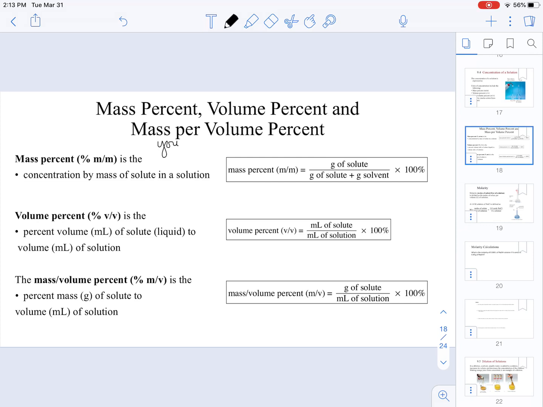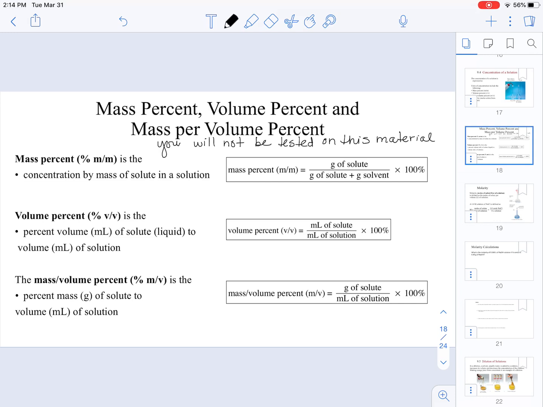Even though I'm introducing to you guys these equations, understand that you will not be tested on this material. But understand that it is important to know that maybe in your future careers, you will encounter solutions where they give you the mass percent.